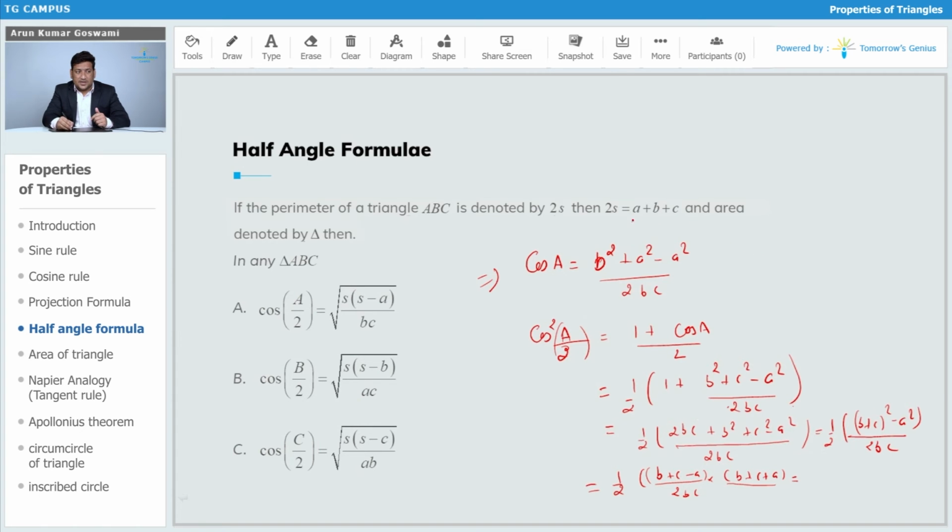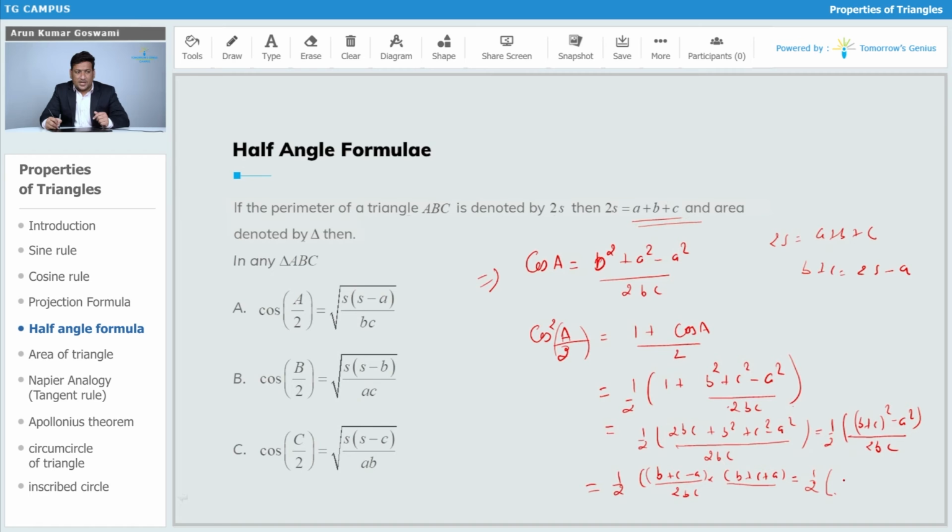What is perimeter? You can see here, A plus B plus C is nothing but 2s. So I'll substitute these values here, 2s. So 1 by 2, and B plus C I can write here. So I'll write here 2s is equal to A plus B plus C, which we are going to use here, and B plus C I can write as nothing but 2s minus A. So I'm going to substitute these two values here.